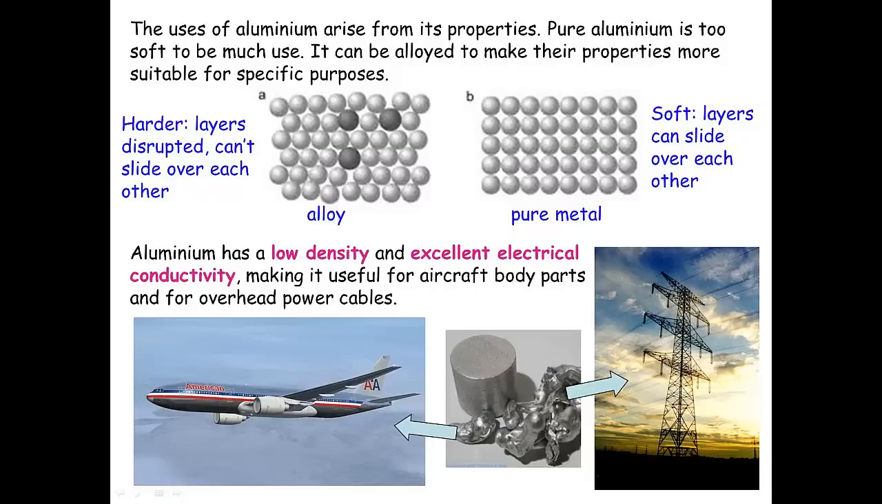Aluminium is a fantastic material. It has a low density and brilliant electrical conductivity, which means that it can be used for aircraft bodies, and it can also be used for overhead power cables. Rather than pure aluminium being used, it is often turned into an alloy.